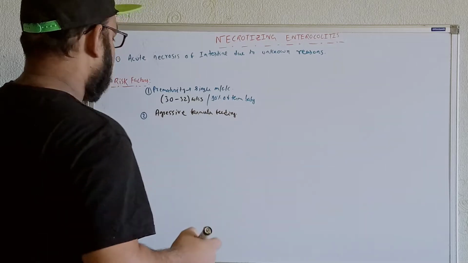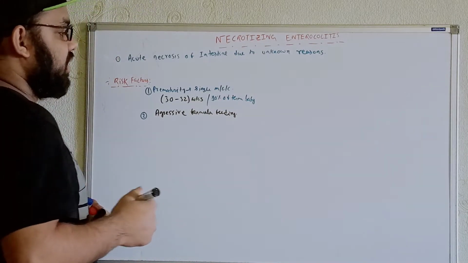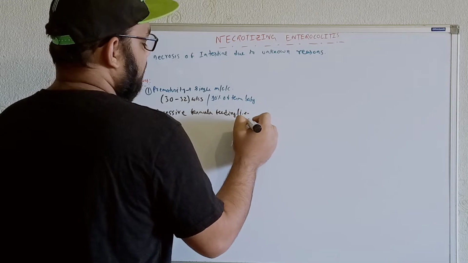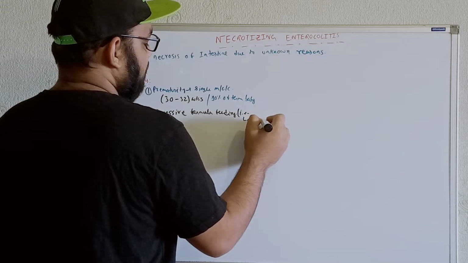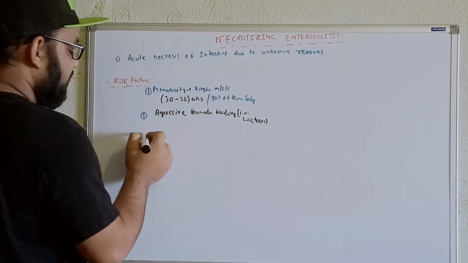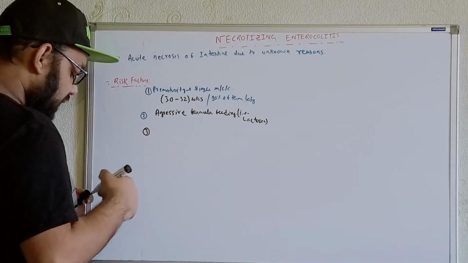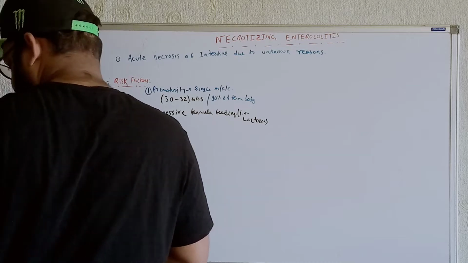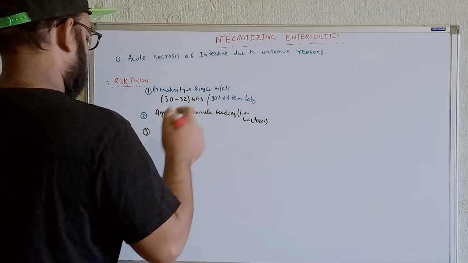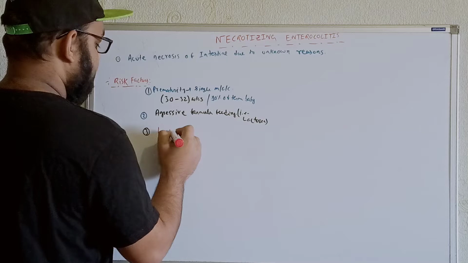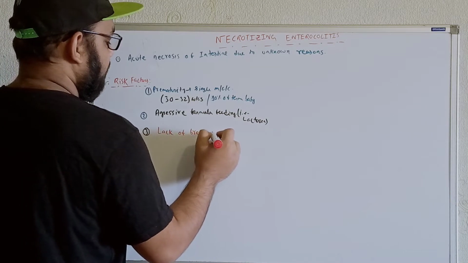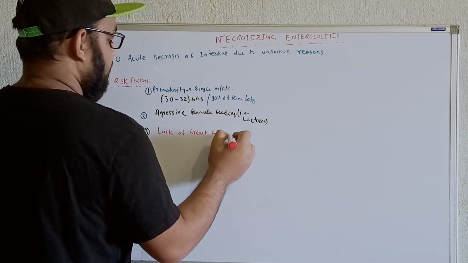Aggressive formula feeding means they may be using lactogen or other things. The third reason is the lack of breast milk, or in another way, lack of breastfeeding. So I am writing it over here: lack of breastfeeding. These are the risk factors.